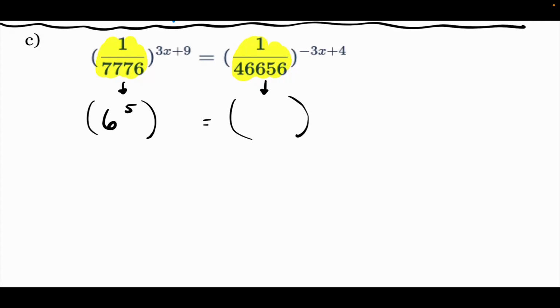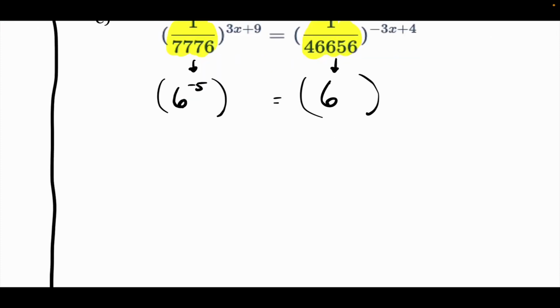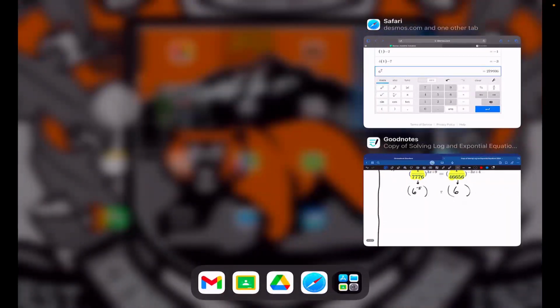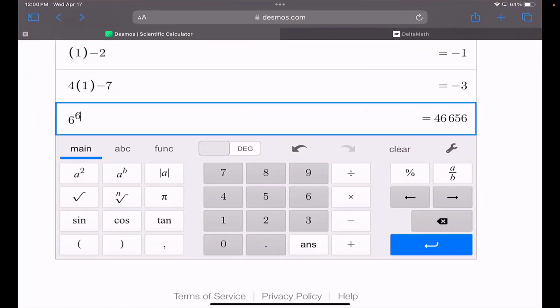But it's not going to be positive 5. It's going to be negative 5. Why is it going to be negative 5? Because, yeah, it's on the bottom, right? To move it up, it's going to be on the bottom. That's the hard part. Now that you know that, it's going to be 6 to some power. Guaranteed, it's going to be 6 to some power. So it's just going to be a bigger power. 6, 7. Let's try 7. That's too big. Let's try 6. There it is.